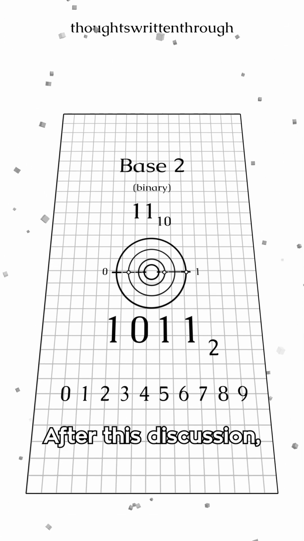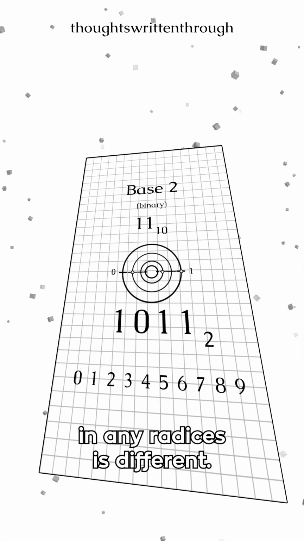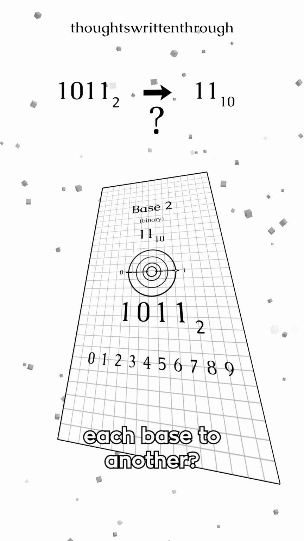After this discussion, we know the labeling of any value in any radices is different. But how do we convert each base to another?